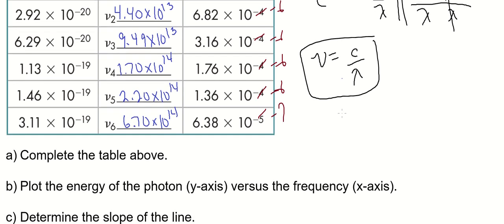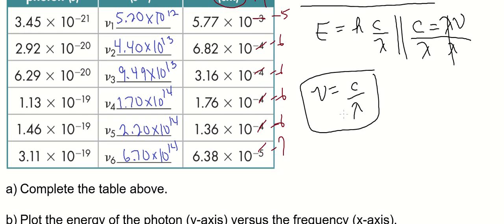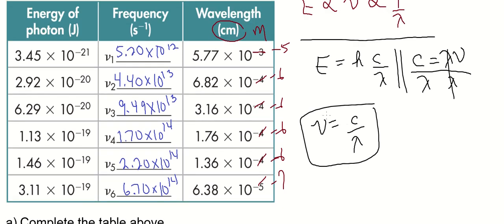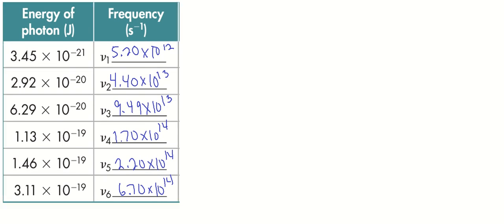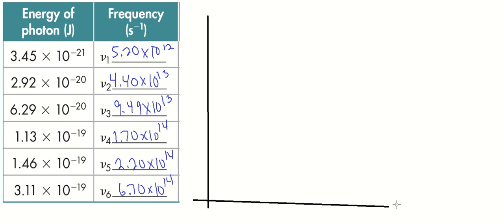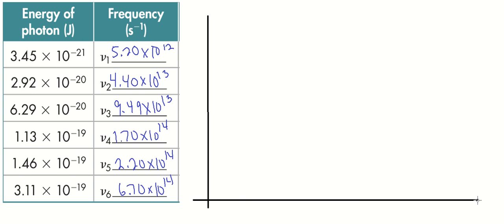So there we go. We completed the table. We're done with part A. Part B, plot the energy versus frequency. So I just need the first two columns. It says energy and frequency. I don't need the third one. Copy that. There it is. Get some axes here. There's my Y. There's my X.